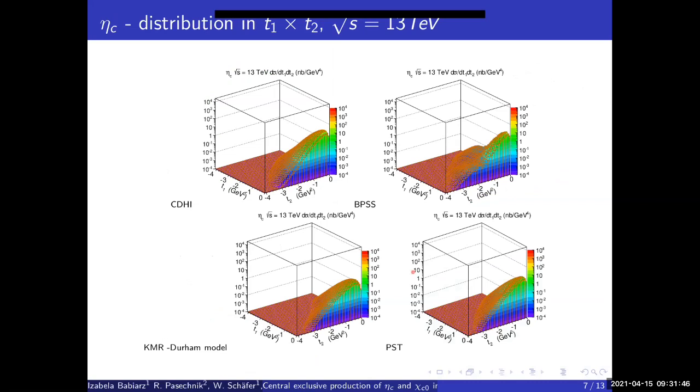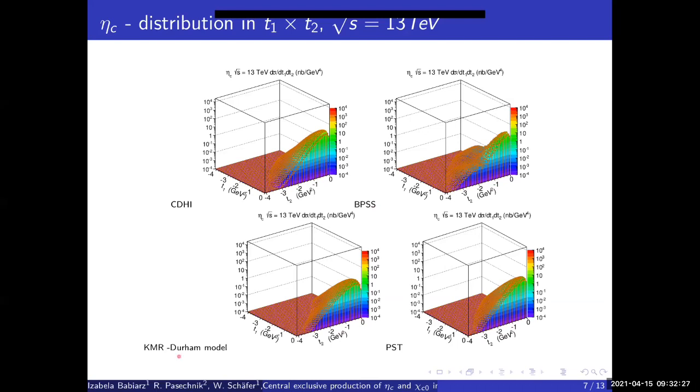The eta_c distributions in t1, t2 for 13 TeV. We can see that these distributions in eta_c are not so large, but we can see a little dip near zero for the t1, t2 distributions. And here we can see that the CDHI, BP, and our treatment of QT have a little different behavior.